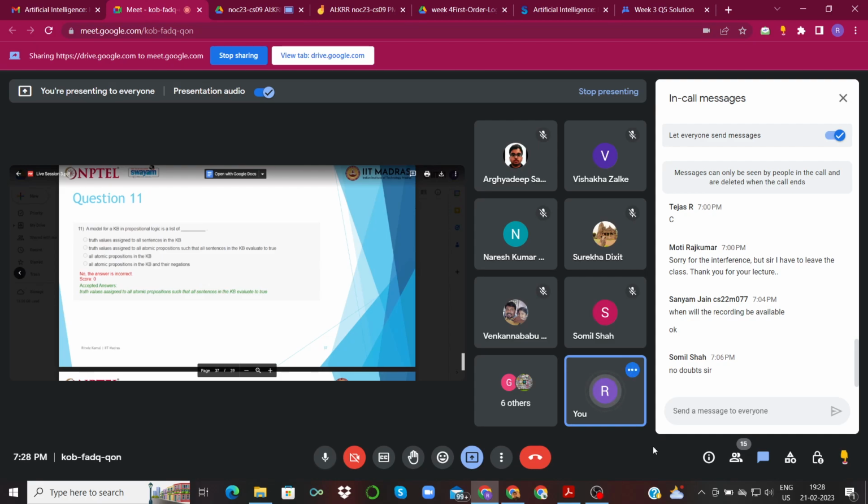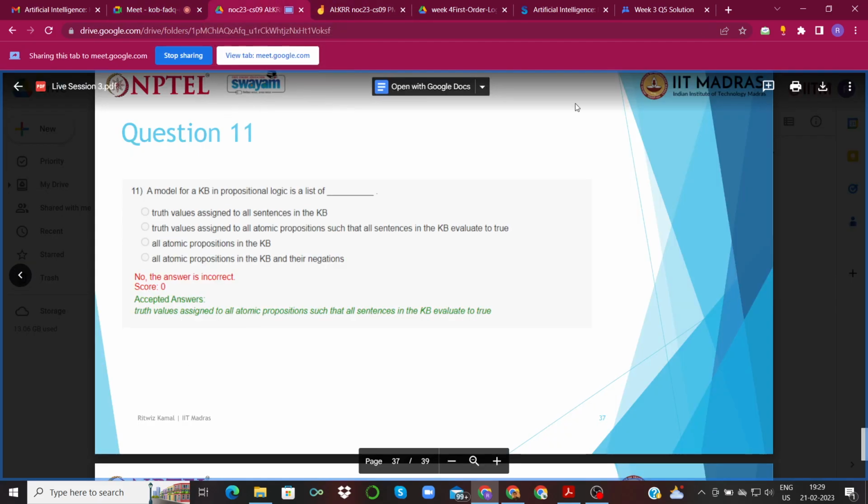Any doubts about this particular question? This is pretty straightforward though. Yeah. So this is pretty straightforward because a model for a knowledge base in propositional logic is a list of truth values assigned to all atomic propositions such that all sentences in the knowledge base evaluate to true, which is sensible. It makes sense.